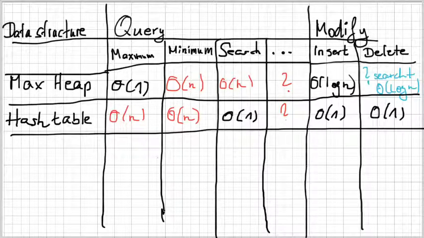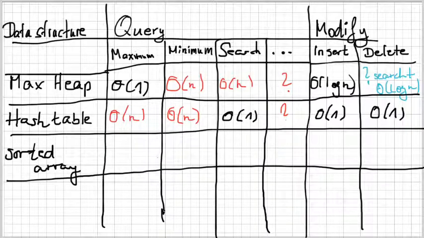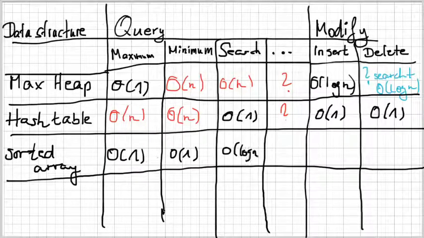So let me contrast this to a very simple data structure, if you would actually want to call it a data structure, and that is a sorted array. So in a sorted array, finding the maximum and minimum is easy because we just have to look at the end and the beginning. Searching, we can do binary search, so that's also very efficient, can be done in order log n time.